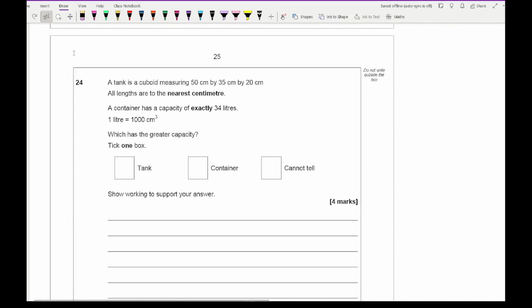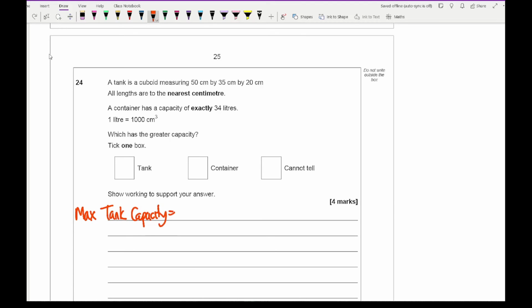Then for question 24, it says the tank is a cuboid measuring 50 centimetres by 35 by 20. All lengths are the nearest centimetre. A container has the capacity of exactly 34 litres. 1 litre represents 1,000 centimetre cubed. And it says which has the greater capacity, the tank, container, or cannot tell. So let's have a look first at working out the maximum for the tank capacity.